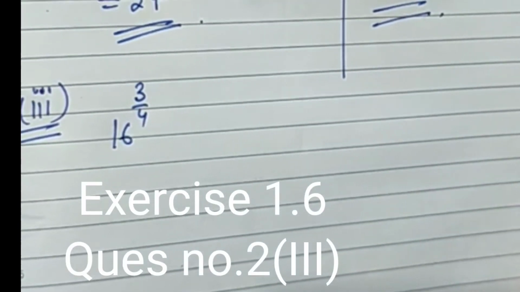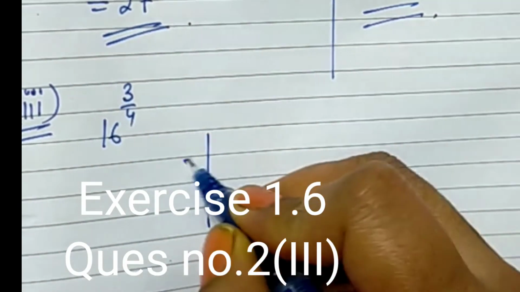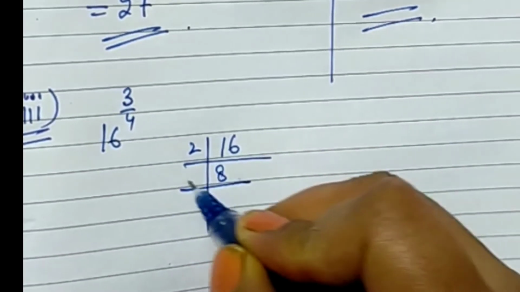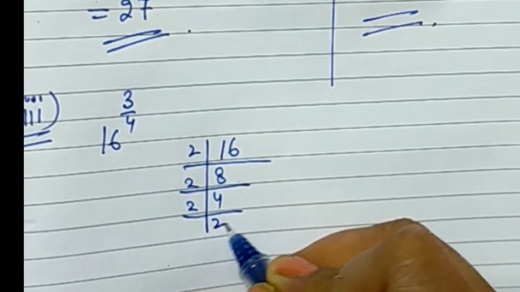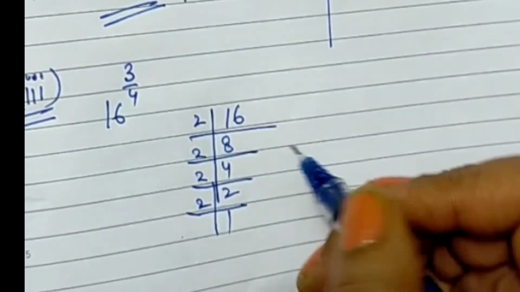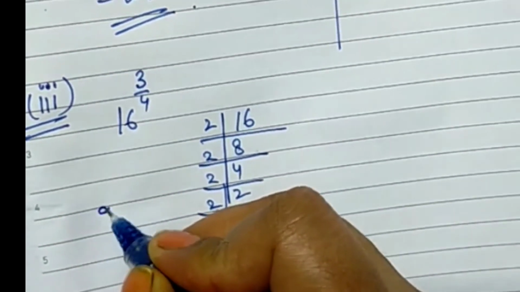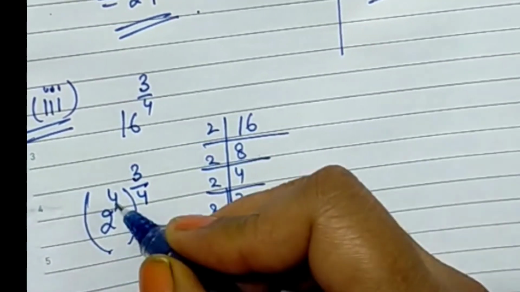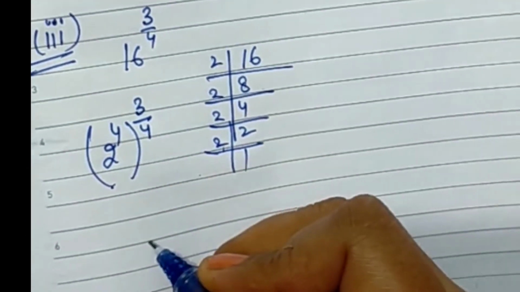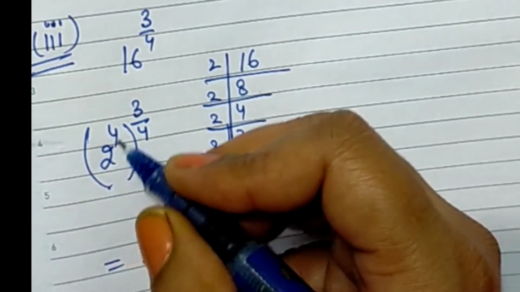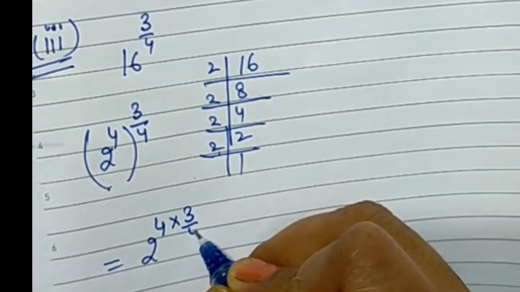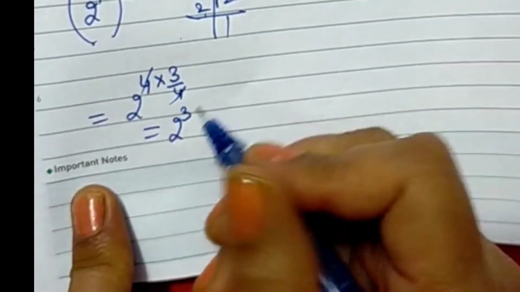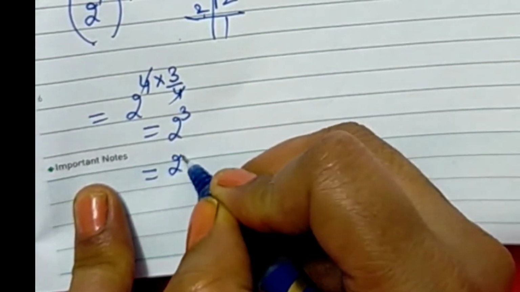Next part, 16 raised to power 3 by 4. So let's do the prime factorization for 16. 2 how many times? 4 times. So instead of writing 16, I am writing 2 raised to power 4, rest of the part as such. Single base with multiple powers. So what we are left with, 2 cube, or you can say 3 times 2.